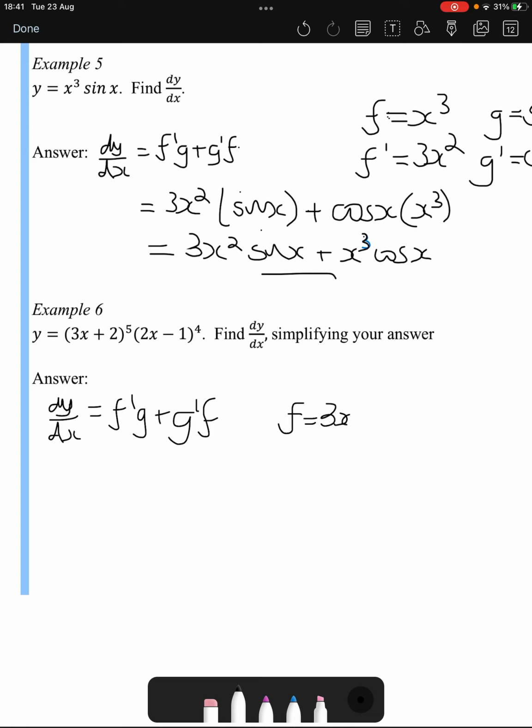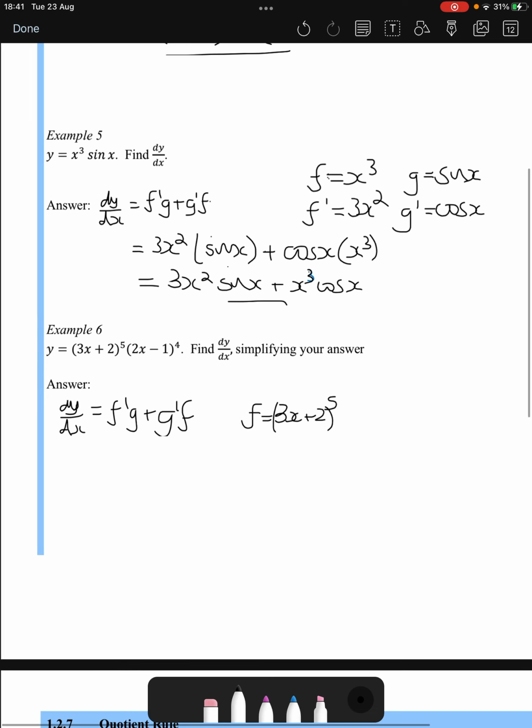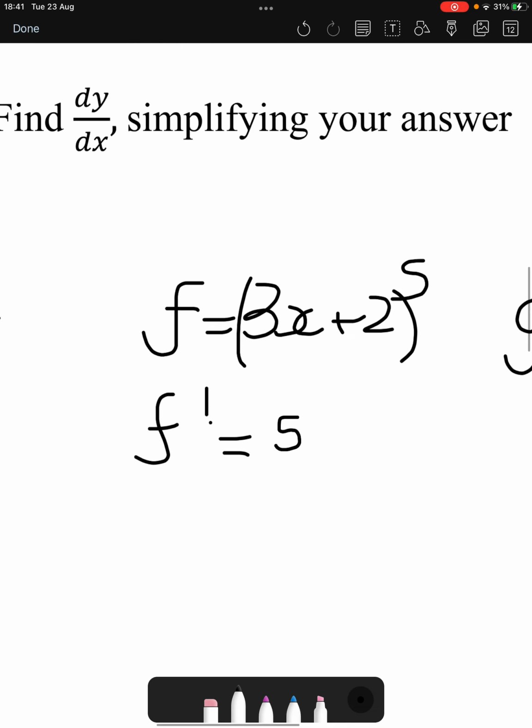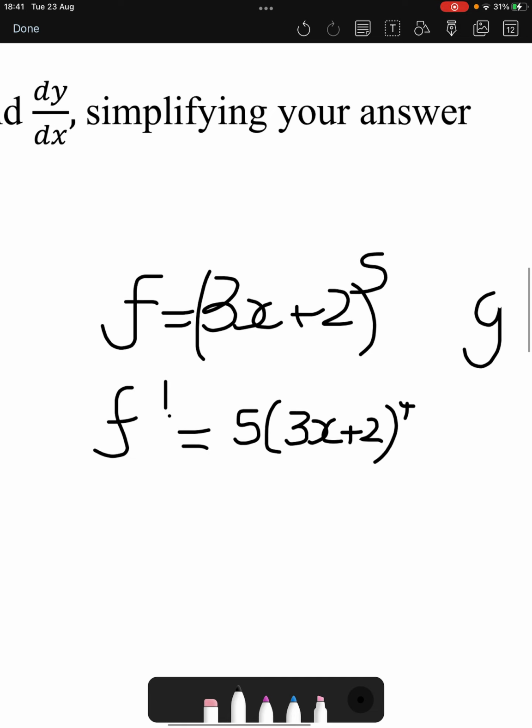Right, so 3x plus 2 to the power 5. Now you can see in this one that we have got brackets. Brackets means chain rule. So bring your 5 down, 3x plus 2, decrease your power, but you've got chain rule, so times by 3. So we're going to get 15 (3x plus 2) to the power of 4.